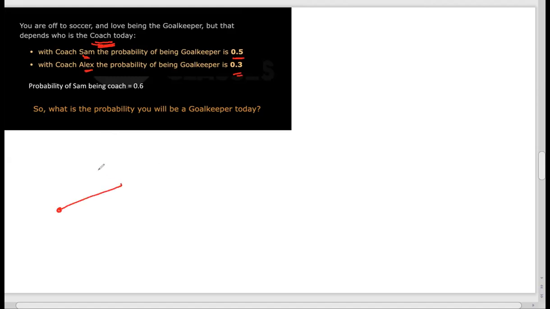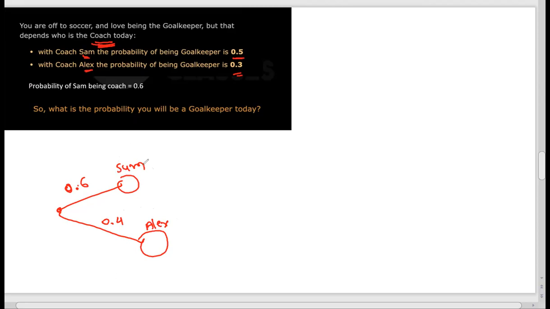So if the coach is Sam, what's the probability of Sam being the coach? And what's the probability of Alex being the coach? There are only two coaches possible, either Sam or Alex. So the probability of Sam being the coach is 0.6, then the probability of Alex is by default 0.4. This is the same thing as if we toss a coin that is not fair: if the probability of head is given as 0.6, then you can say that the probability of tail is 0.4.